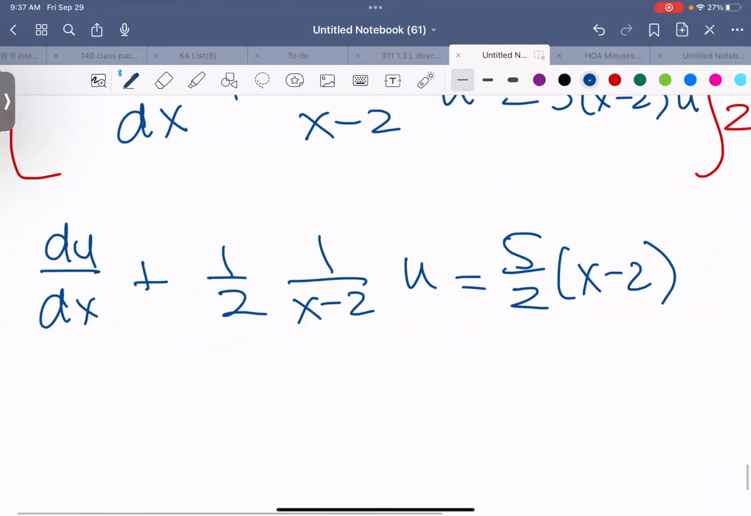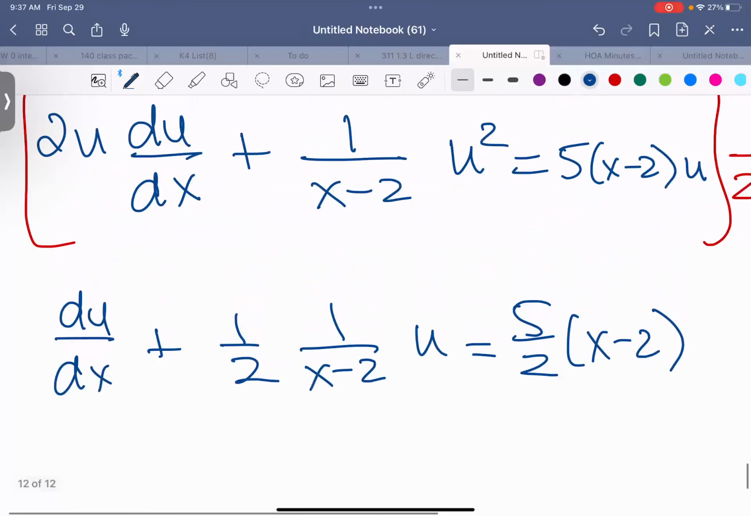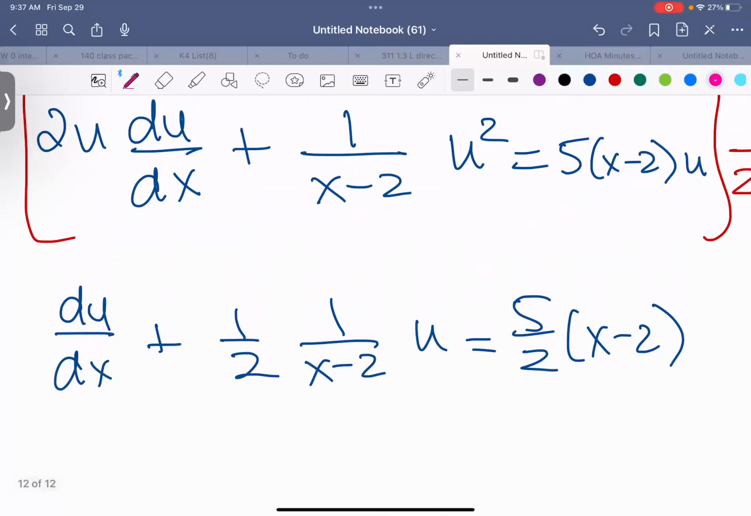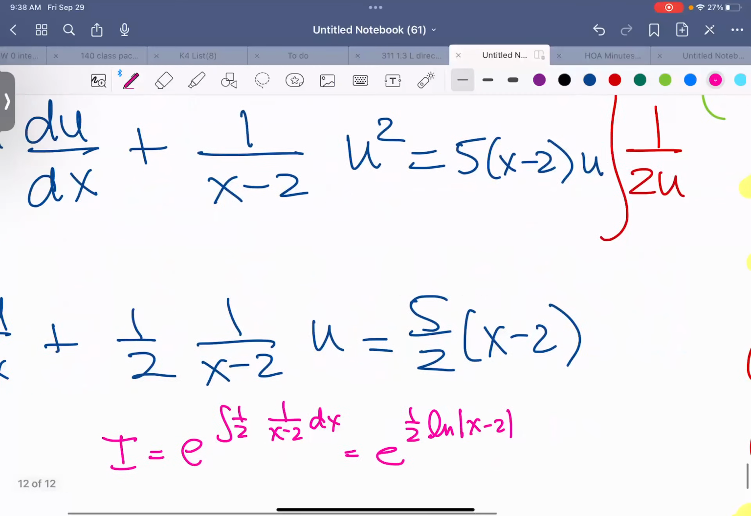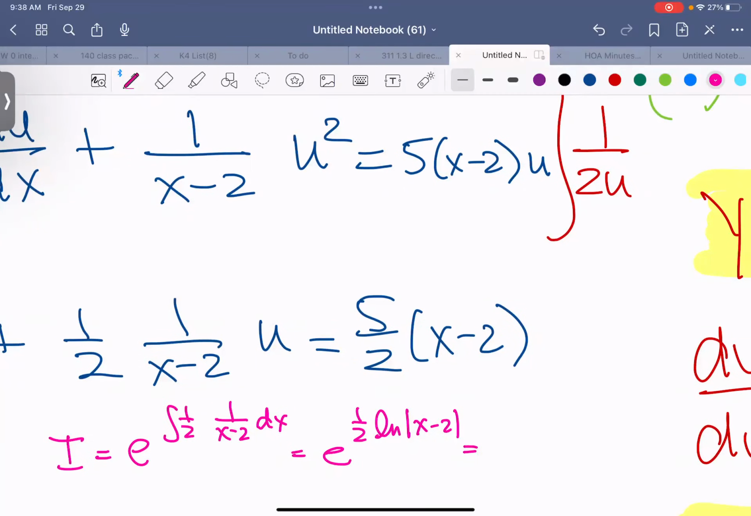Okay, from here, this is now linear. So my integrating factor is e to the integral of 1/2 times 1 over x minus 2 dx. So that is e to the 1/2 ln absolute value of x minus 2. We put the 1/2 up, the e and the ln cancel, so that is x minus 2 to the 1/2.